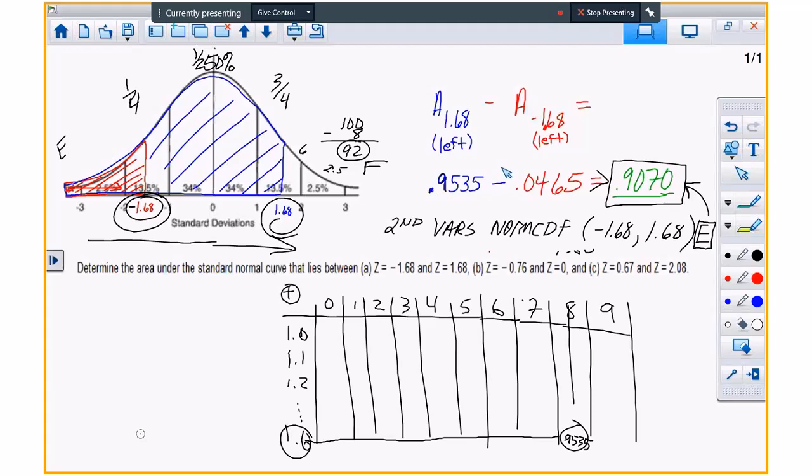All right, now do B. Do Bravo, for negative 0.76 and 0. You can do either one, but you need to be knowledgeable of both.